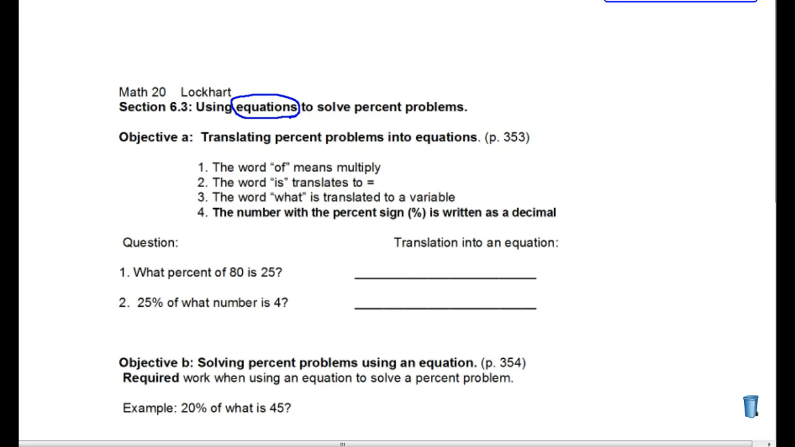In order to understand it, you need to know a little bit about the language of mathematics. The word "of" means to multiply. The word "is" translates into an equal sign. The "what" is a variable. And in this section, the number with the percent sign is going to be written as a decimal. When you're calculating with percents, you always use them in their decimal form when there's an equation.